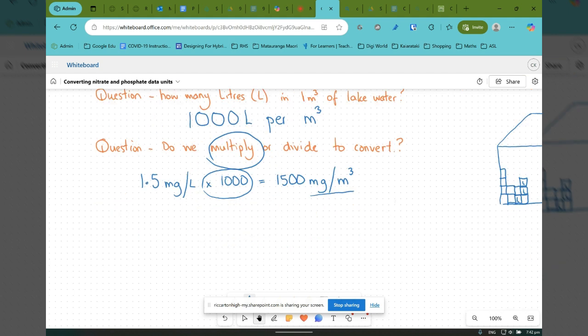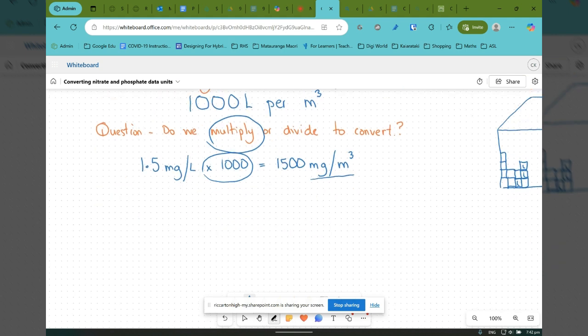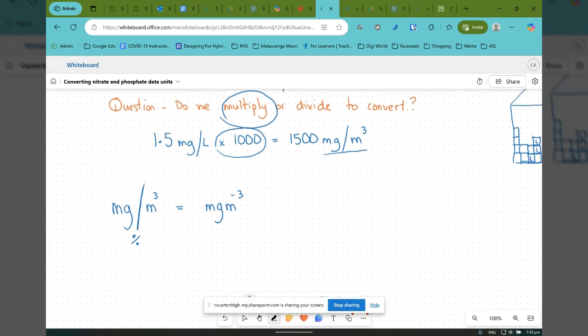Now, sometimes when you're looking at units, you get units written like this: milligrams and then a long bar slash and then metres with the power of 3 above it. This is the same as writing it milligrams m to the negative 3. And the reason that these are the same is because we need to treat this big long bar line here like a divided by sign. So milligrams per metre cubed is the same as milligrams divided by metres cubed.